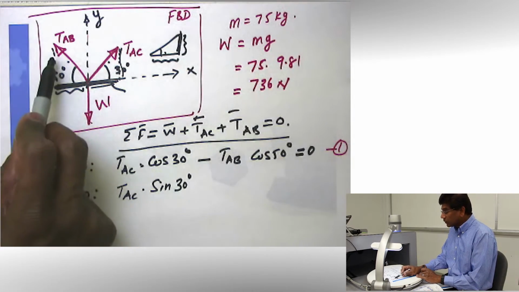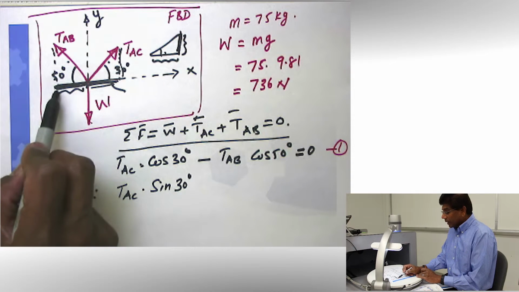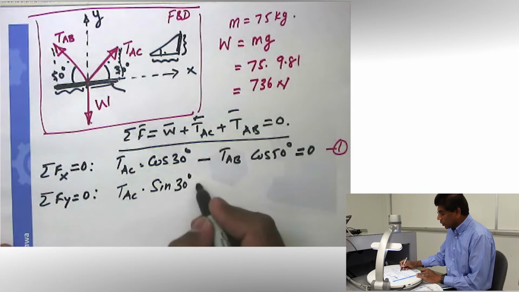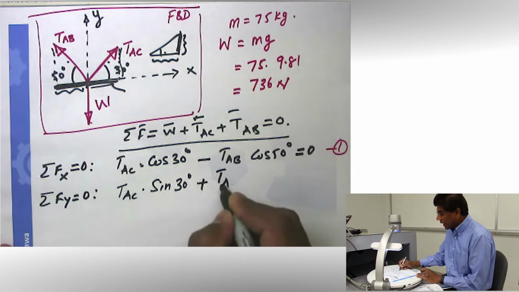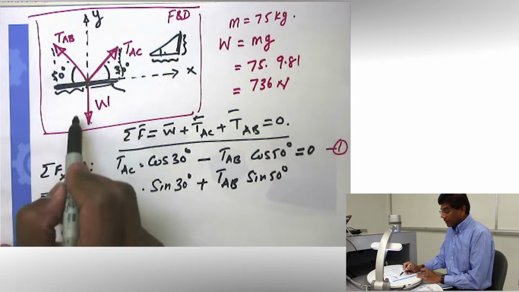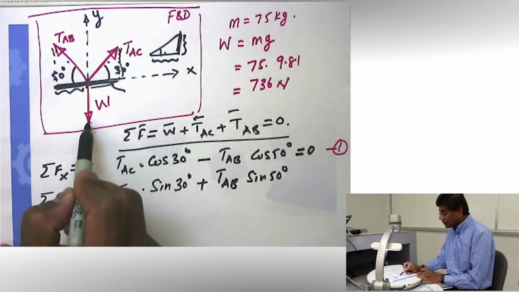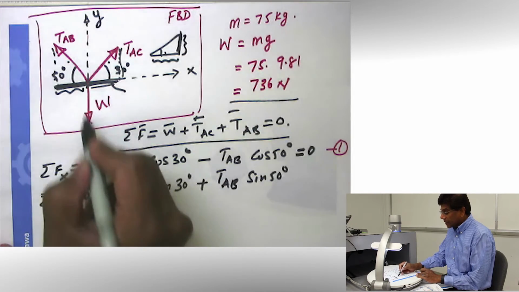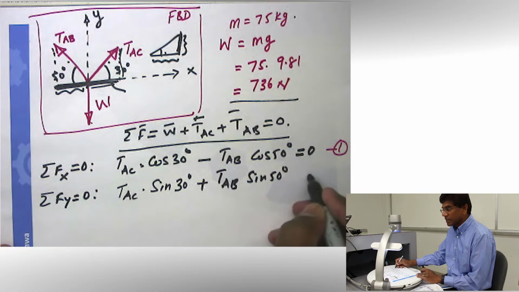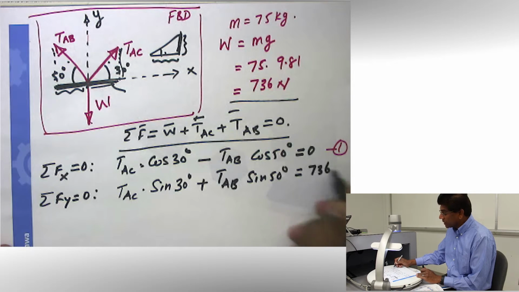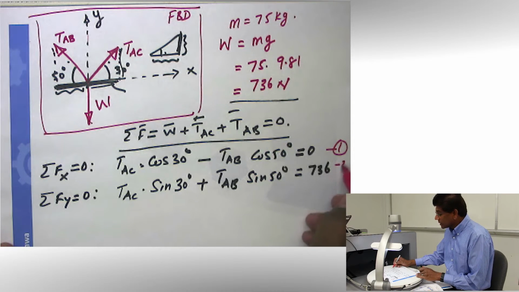Then let's move on to the next force, TAB. And again, if you look at it, it is going to be sine of 50 and it is going up in the positive y direction. So I'm going to put positive TAB sine 50 degrees. And I'm done with that. And the last force left is W, which is the weight, which we know as 736 Newtons. It is a known quantity, and it is in the negative direction. So I should say negative 736 equal to 0. But I'm going to take it to the right side, so it becomes positive 736. And this will be my second equation.